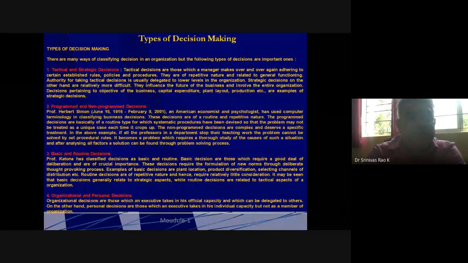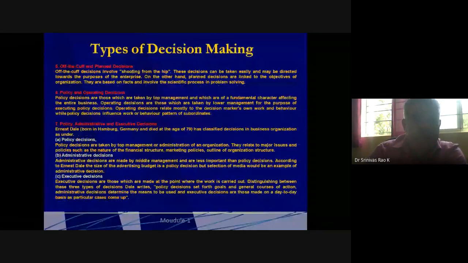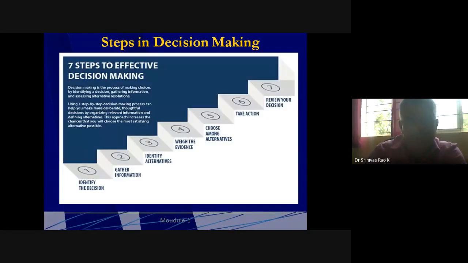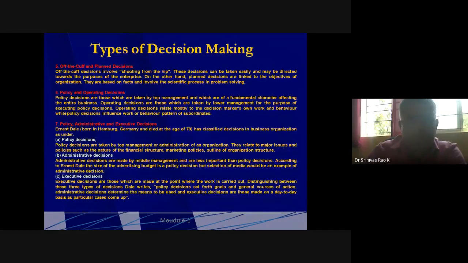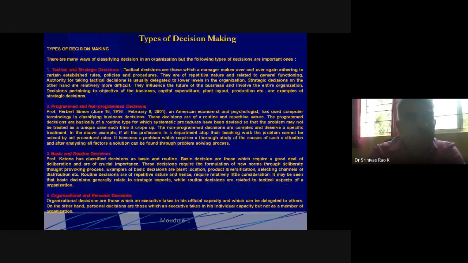Like one is tactical and strategic decisions, programmed and non-programmed decisions, basic and routine decisions, organizational and personal decisions. So there are so many decisions. Like off-the-cuff and planned decisions, policy and operating decisions, policy and administrative and executive decisions. Something like that. So basically, you can see here the tactical and strategic decision. I am putting a little bit more content here.